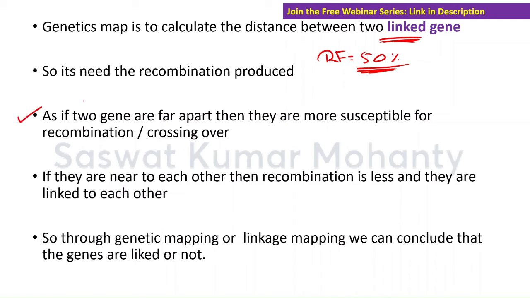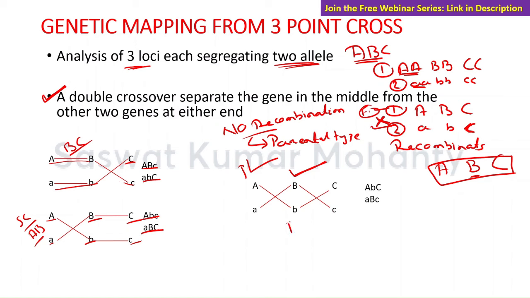So how will you get the gene order? You will get the gene order from the double crossover product. This is your double crossover product. As I mentioned, the B gene is the middle gene. So as you see here, from the double crossover product, the products are capital A, small b, and capital C.